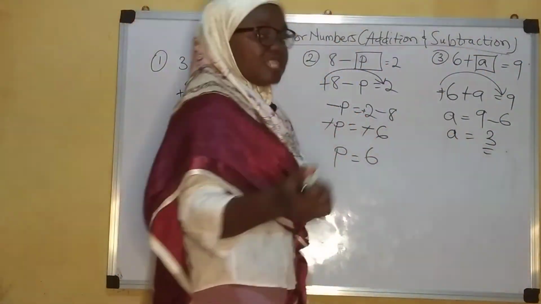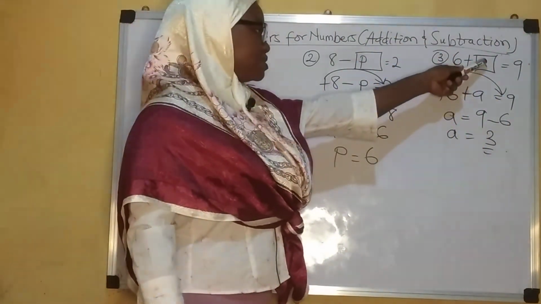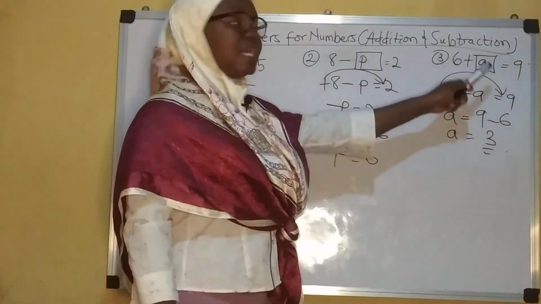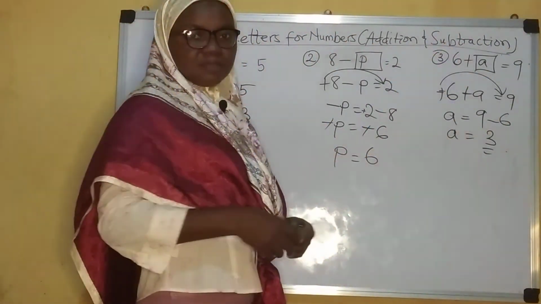3. So you might want to test that a equals 3 by putting the value of a equals 3 into this place. If you put 3 here, you have 6 plus 3, and that gives you what? 9. Now let's quickly take 3 more examples so that we can understand better.